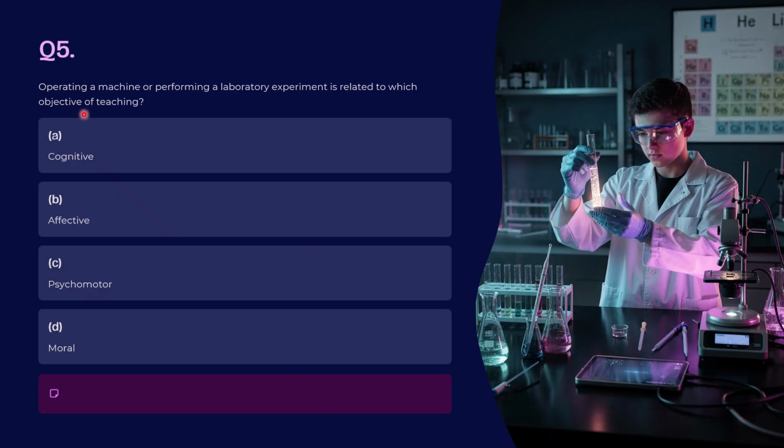Question number 5. Operating a machine or performing a laboratory experiment is related to which objectives of teaching? Cognitive, affective, psychomotor or moral? So the answer is C, psychomotor. Whenever you see practical work, laboratory activity, operating machines, physical performance, think of psychomotor domain. This domain focuses on skill development and coordination.